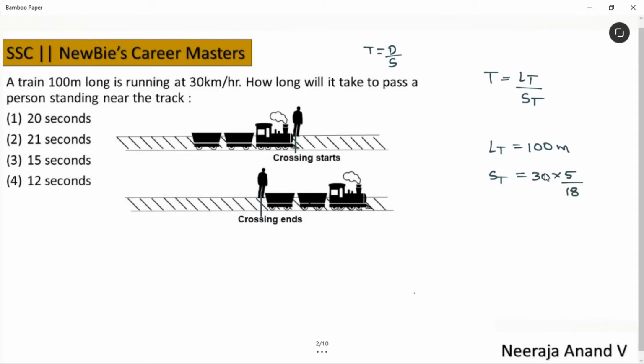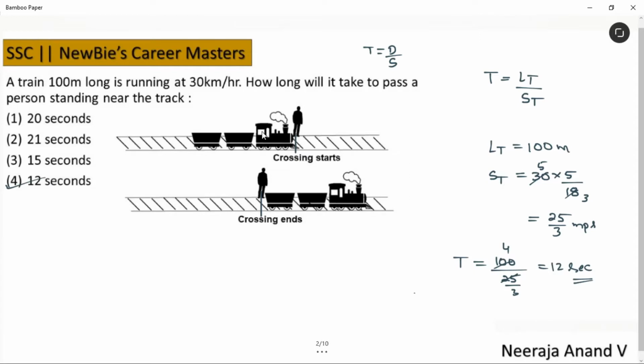6 5s are 30, 6 3s are 18, so 25 by 3 meter per second. Am I clear? Now, time taken to cross the man is equal to 100 divided by 25 by 3. 25 fours are 100, send the 3 up, we get 12 seconds. That's the answer. Very simple, newbies.